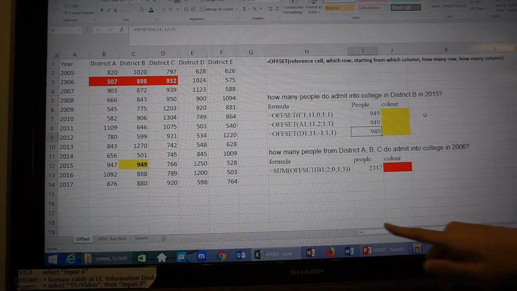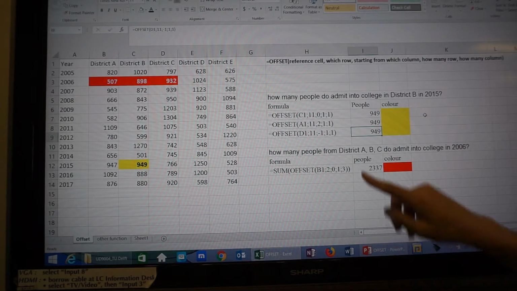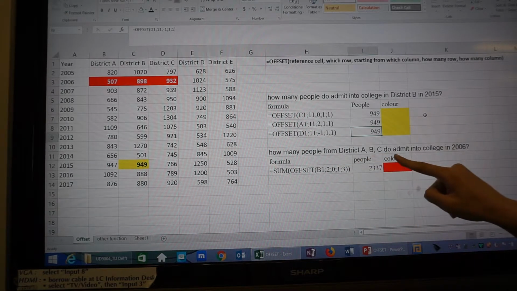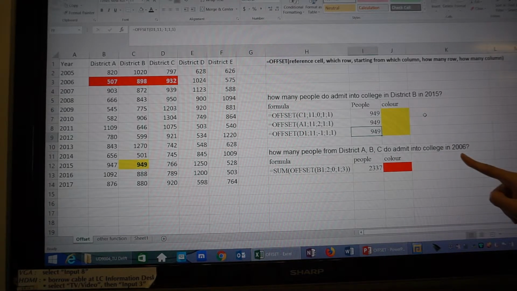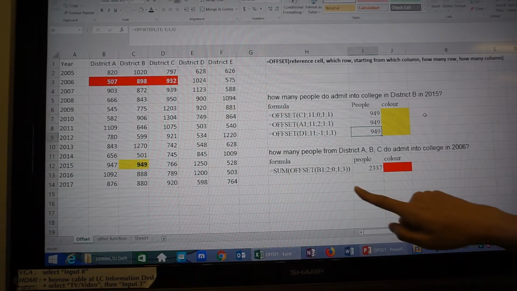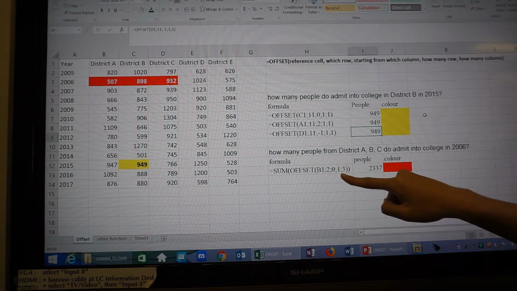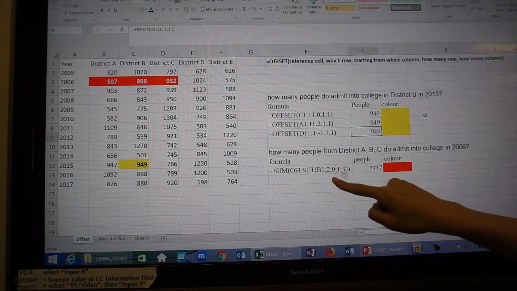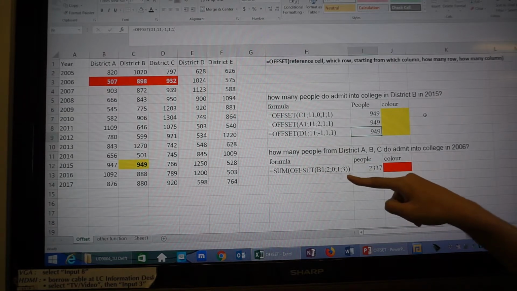So if we are going to sum up the data of the number of people from districts A, B, C admitted into college in 2006, basically we have to add up all the data in the red cells here, and then we are going to adjust our area as 3 columns and 1 row, which we type 1 and 3 over here.